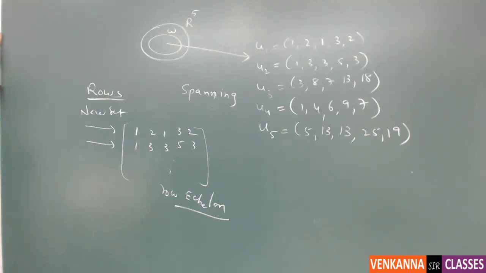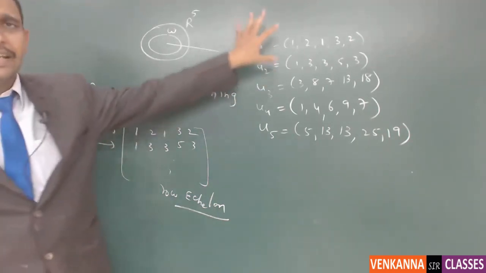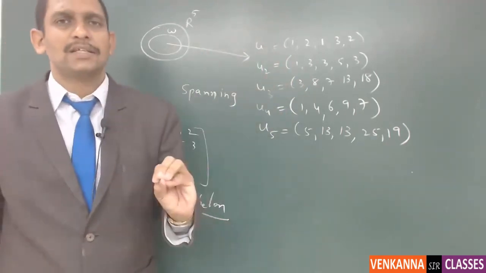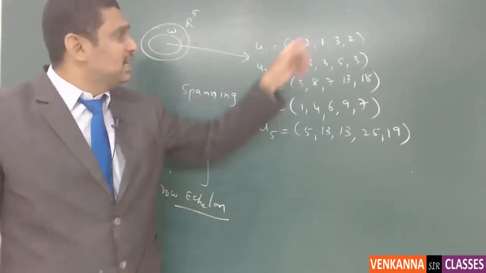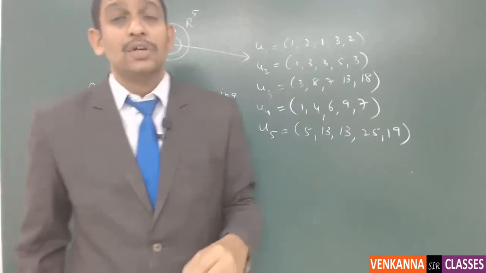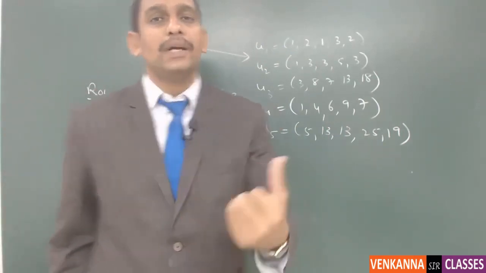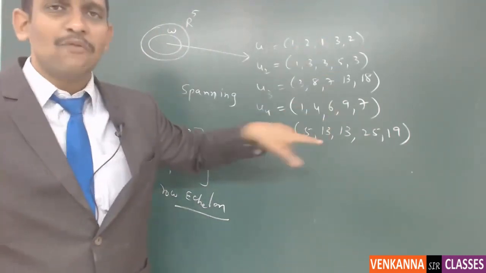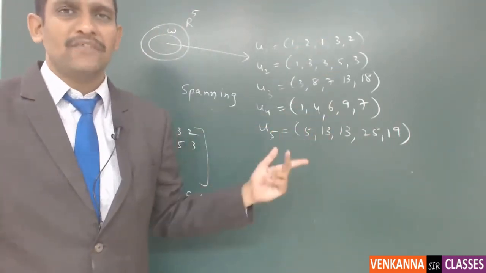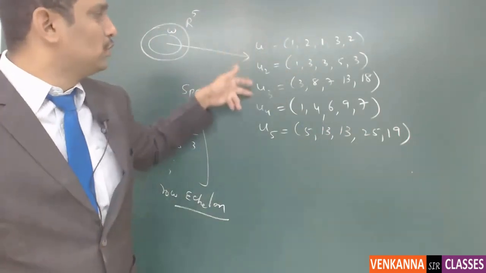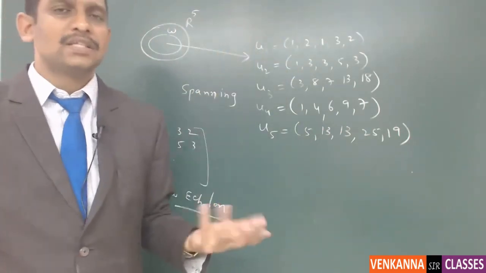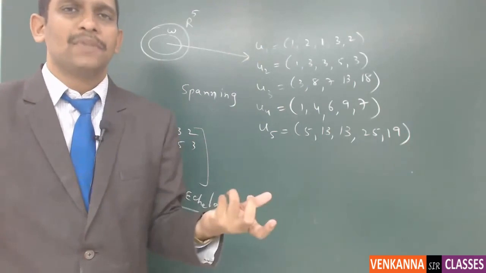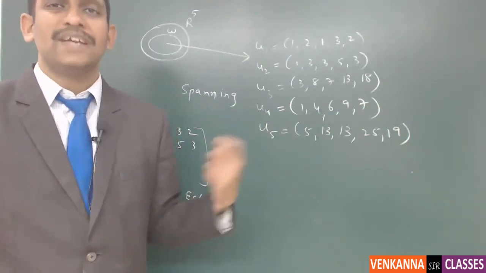If the question asks, apart from finding a new basis, I have given a set consisting of 5 vectors, and my intention is to find which of these 5 vectors will form a basis for W. In other words, among these vectors I want to eliminate the dependent vectors, so that among U1, U2, U3, U4, U5, which U's will become a basis for W. That is my actual intention.